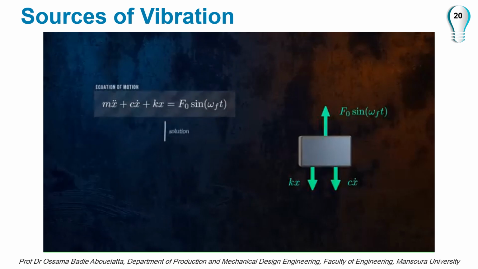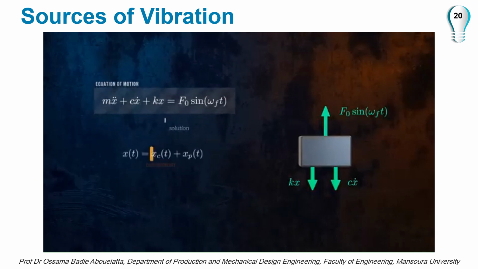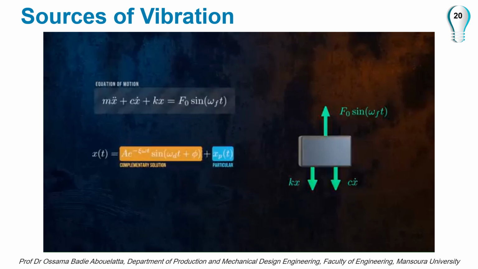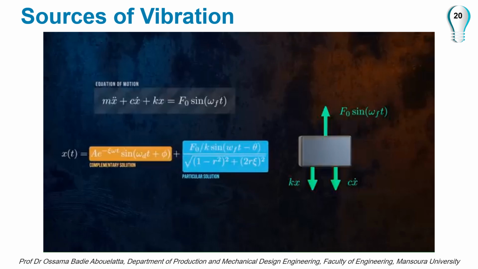Its solution is the sum of two functions, a complementary solution and a particular solution. The complementary solution is the solution to the homogeneous form of the equation, where the right-hand side is equal to 0. This is just the solution to the equation of motion for an underdamped system in free vibration that we saw earlier. And the particular solution captures the effect of the external loads and is given by this expression. R is the ratio of the frequency of the external force to the natural frequency of the model.